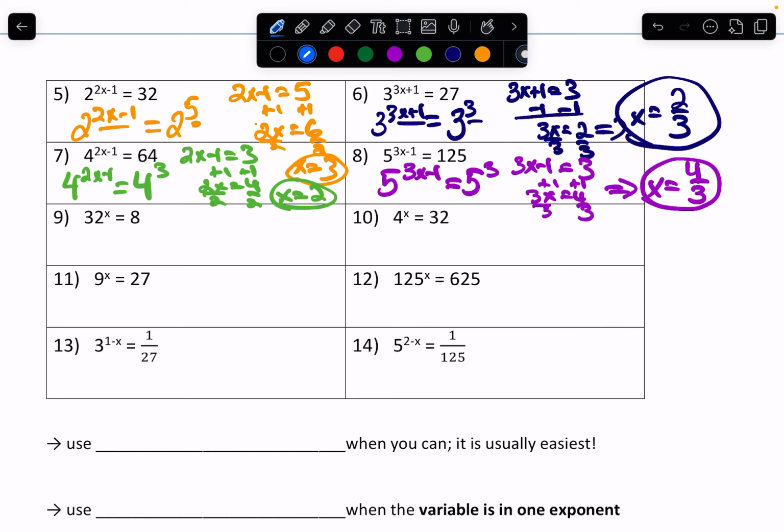Okay, next one. Now, looking at this 32 and 8, we are not able to write 32 with the base 8. So we need to switch the bases for both. And one easy one would be 2. So 2 to the power of 3 equals 8. And then 2 to the power of 5 equals 32. And then we need the x here. So 5x equals 3. We divide by 5, x equals 3/5.